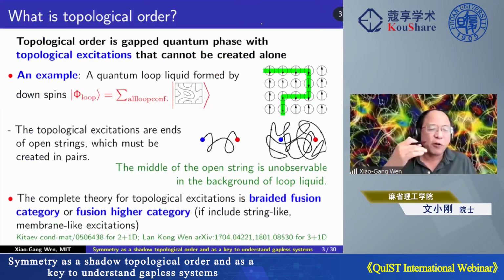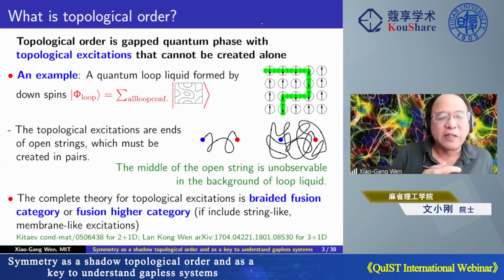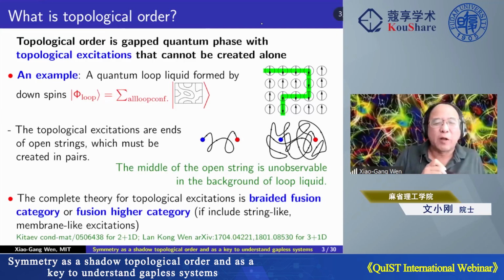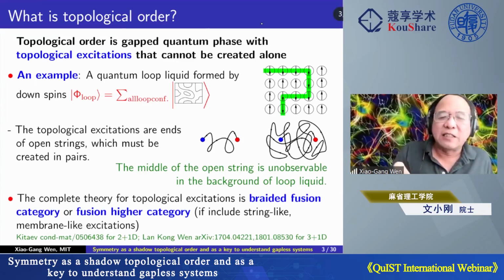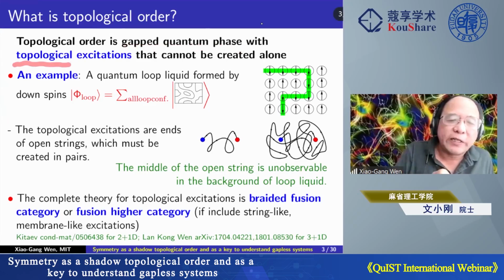There are several concepts involved, so let's explain some concepts quickly. First, what is a topological order? In some sense, a topological order can be characterized as a gapped quantum phase, which can be characterized by topological excitation.